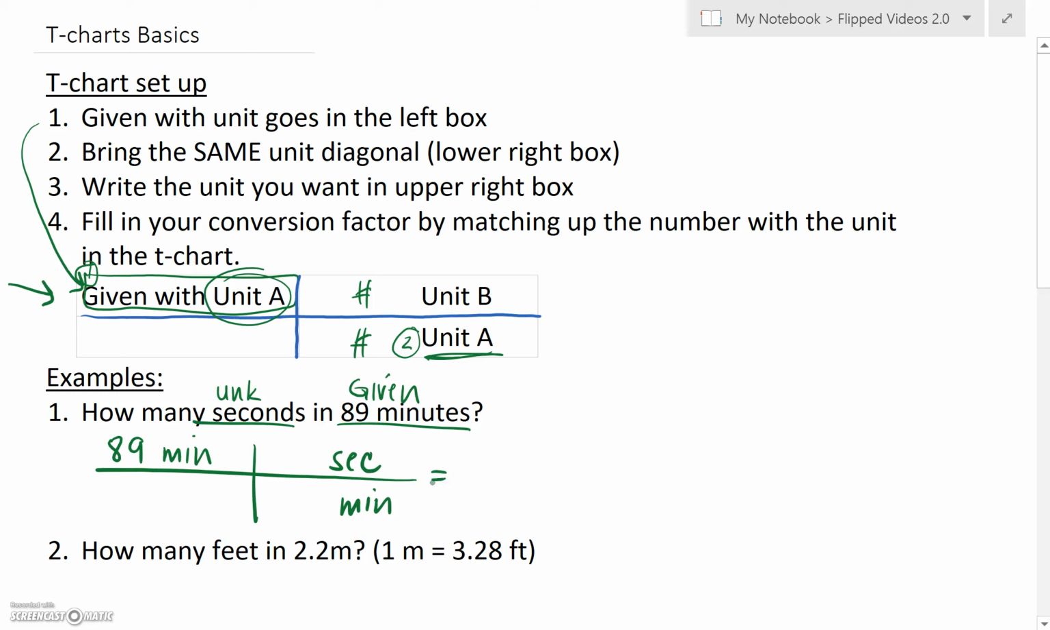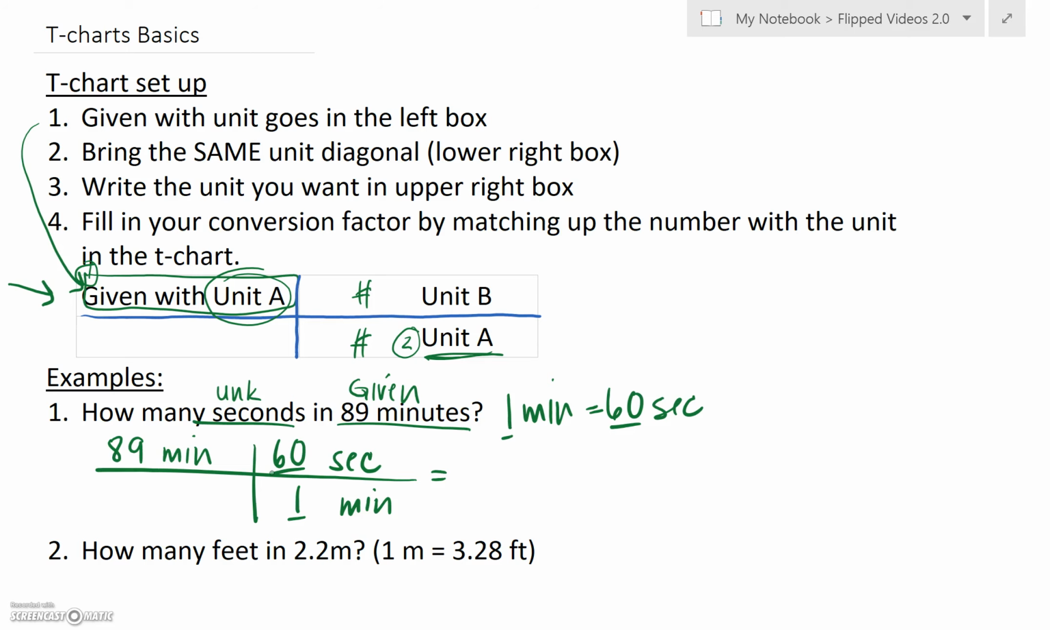Now, this is something that you would have to think about. How many seconds are in a minute, or you might think about how many minutes are in a second. The way that we know it is for every 1 minute there are 60 seconds. So that's my conversion factor. If I didn't know, I would look it up: 1 minute equals 60 seconds. I'm going to match up my units, so the 1 will go in front of minute, and for seconds, 60 will go in front of seconds. So that's just a basic T-chart setup where you already know the conversion factor.